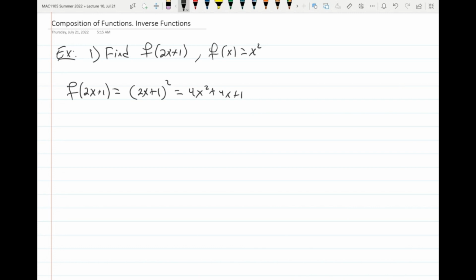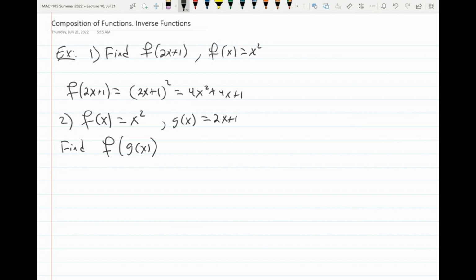Okay, now what if instead of giving you this, I actually give you the function. The function f is x squared, and notice that 2x plus 1 is actually another function. We can call it g. So as a second example, I can ask the same question in a different way. I can give you the function f, and then another function g, which is 2x plus 1, and then ask you to find this.